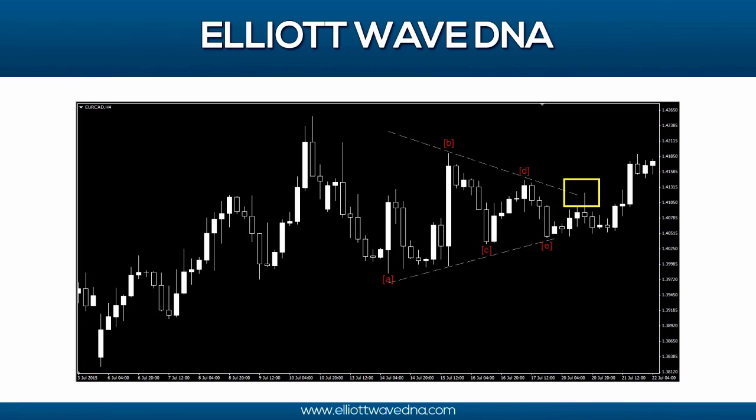How to trade a triangle is simple. We would just wait for a potential breakout of the trend line that you can draw from the ending point of wave B through the ending point of wave D. A breakout should move the market in the direction of the larger trend.